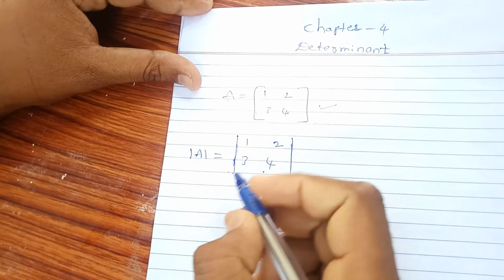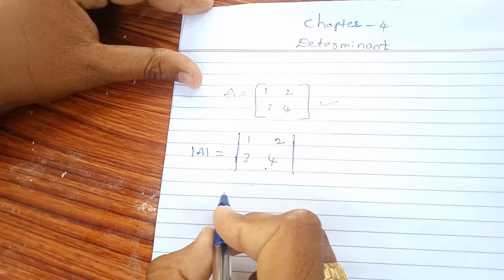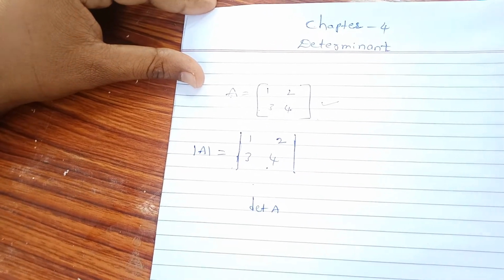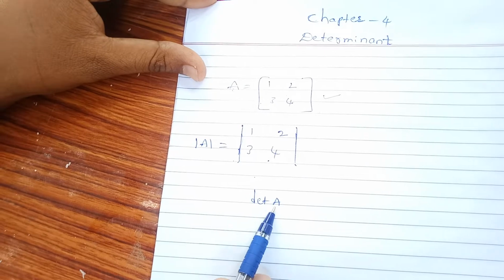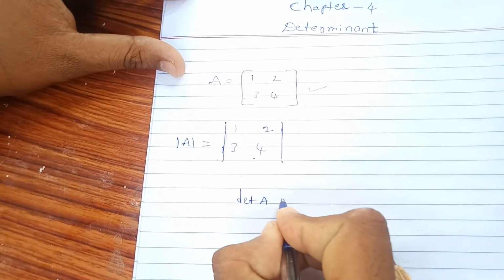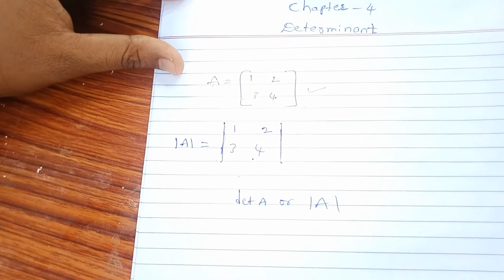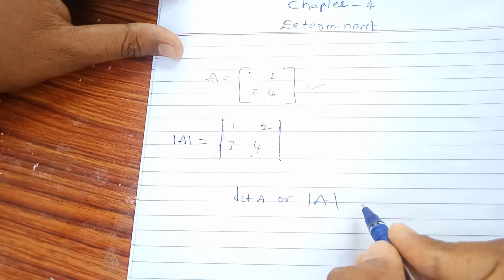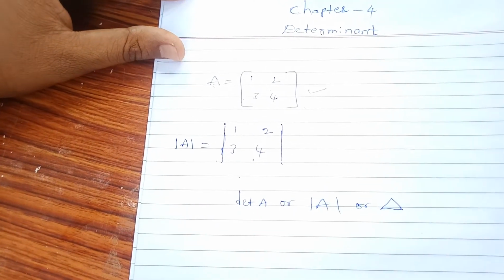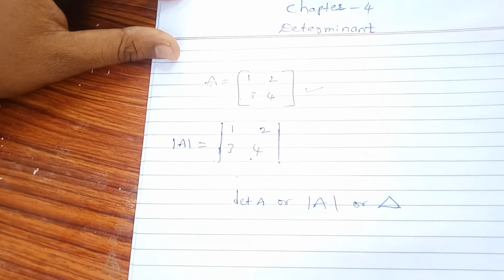Okay, so next, see, we can denote the determinant like det A also. This will indicate the determinant of matrix A. Otherwise we can write like this, determinant of A. Okay, in some situations we can also use delta. This also indicates the determinant of the matrix A.